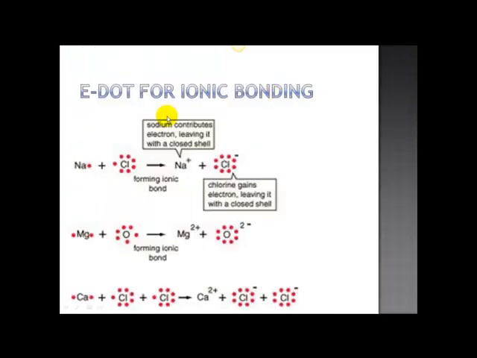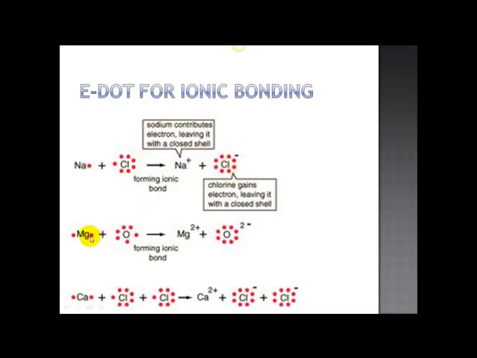Here's a few electron dots for ionic bonding, much easier to draw. Sodium, symbol Na, 1 dot. Chlorine, symbol Cl, with 7 dots. Show that the Na goes to the Cl. Na becomes positive, the Cl becomes negative, and that's how you draw it with the electron dot model.